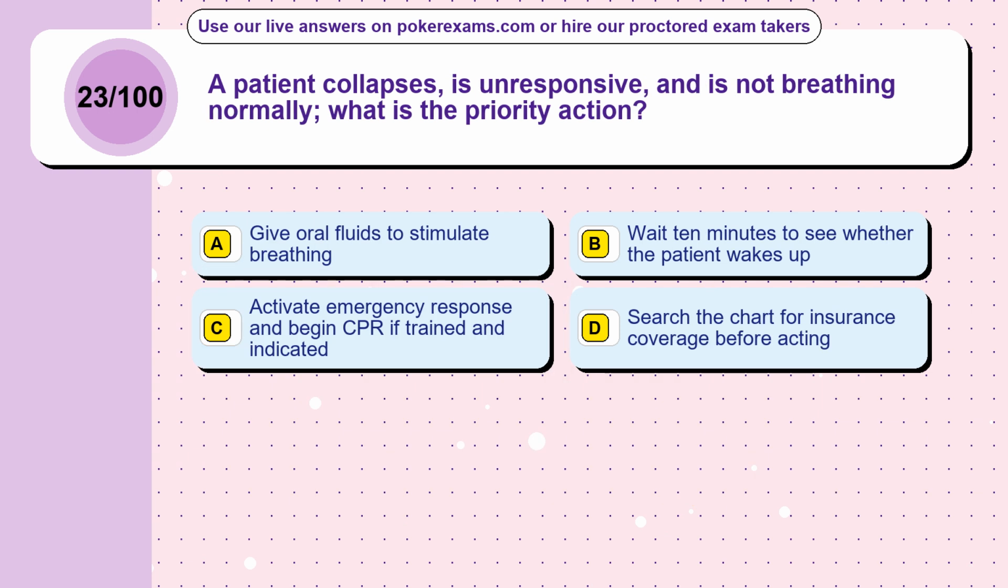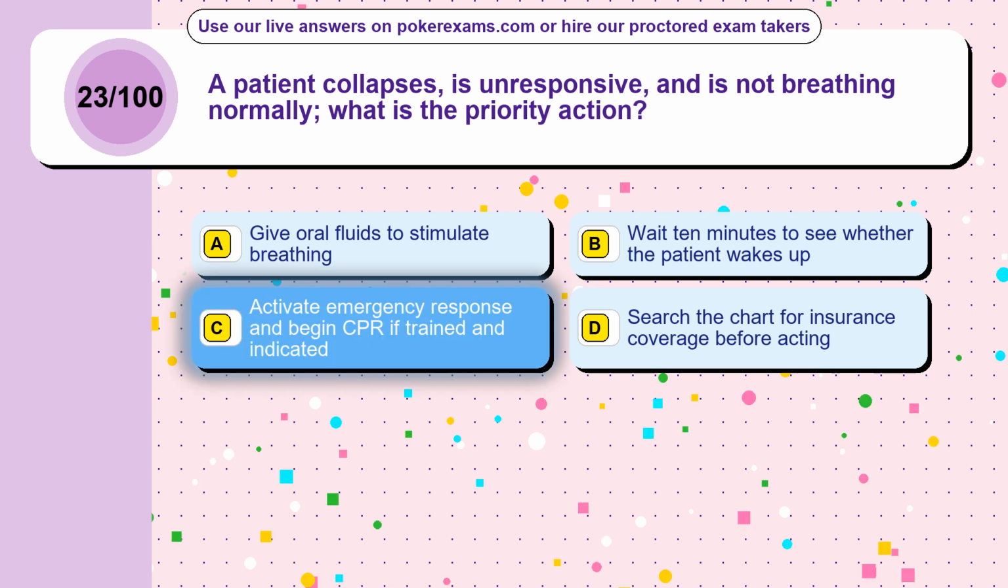Question 23. A patient collapses, is unresponsive, and is not breathing normally. What is the priority action? Option A. Give oral fluids to stimulate breathing. Option B. Wait 10 minutes to see whether the patient wakes up. Option C. Activate emergency response and begin CPR if trained and indicated. Option D. Search the chart for insurance coverage before acting. The correct answer is option C.